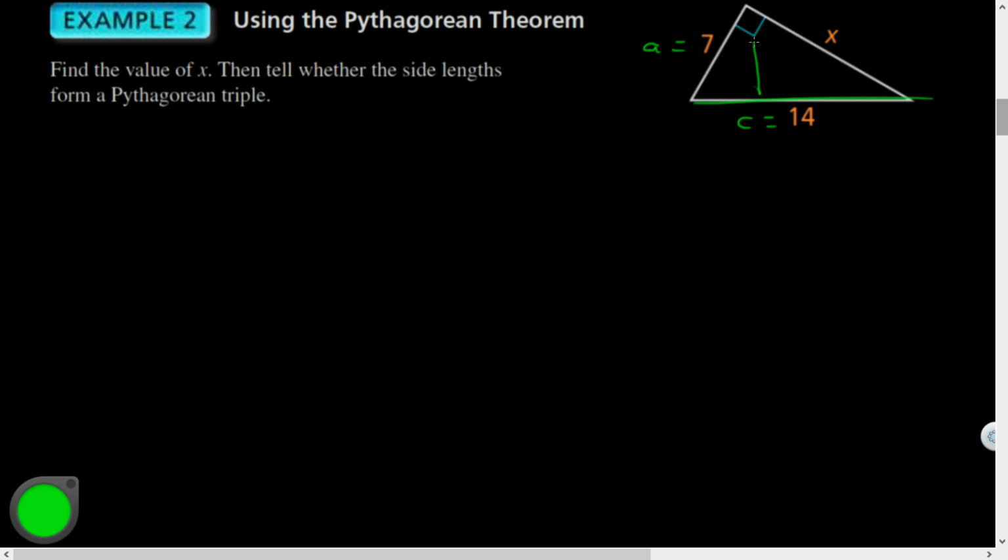Because it's opposite of the right angle. Okay? You can kind of tell just by scale, but I just wanted to point that out. We already knew that. And the x is my unknown. So when I plug this in, I'm going to have x squared plus 7 squared equals 14 squared. And now we just solve. X squared plus 49 is equal to 196.